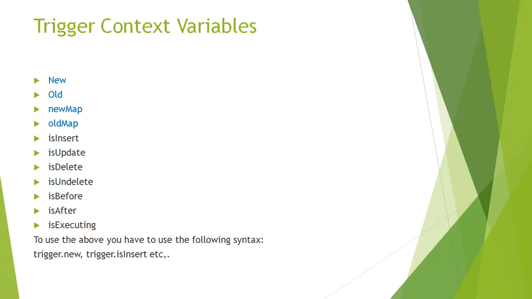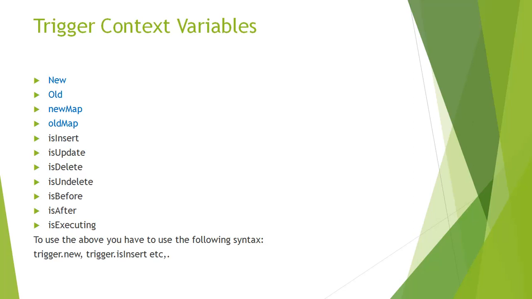These four things will be useful for holding the records whenever a trigger fires. For example, if we write a trigger on Account, when we use Trigger.new as a context variable, it will hold the records of Account because you wrote the trigger on Account.